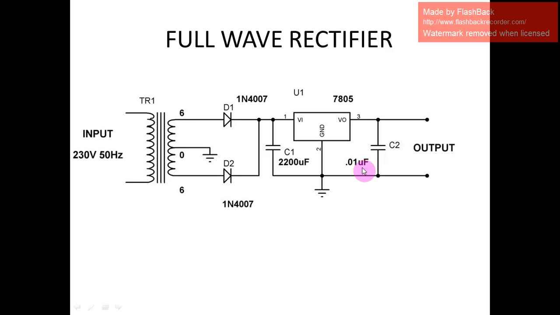The capacitor plays the major role, because it is based on the ripple factor. Let's take the specific formula: the ripple factor γ should be equal to 1 by the square root of 4 into F R C. Based on that, the resistance values, current and frequency, we can select the capacitor value. This design is most suitable for a current rating of 1 ampere.